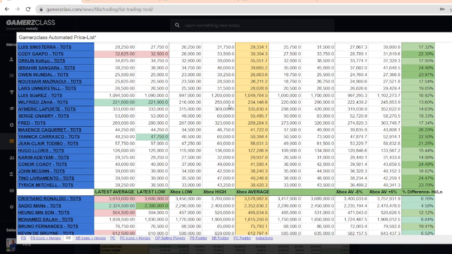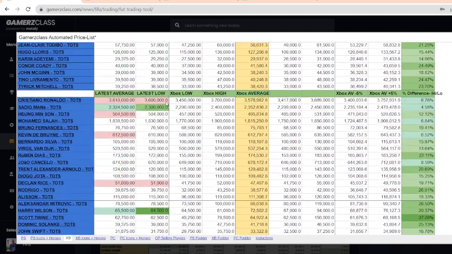Not enough room, really. Generally, I don't try to flip cards that are 2 million. You need them to move 100k to make any profit. It's just much more cost effective, much more economic to do multiple smaller trades.